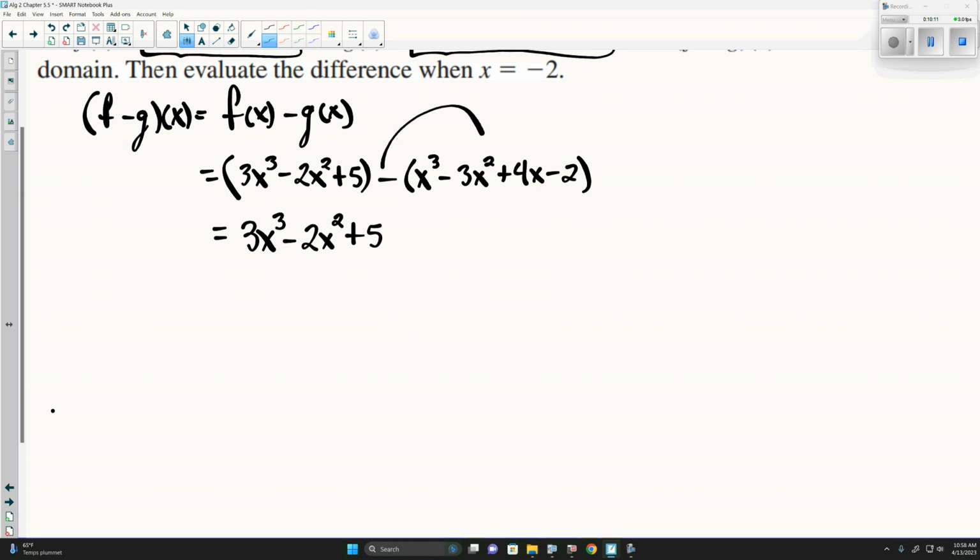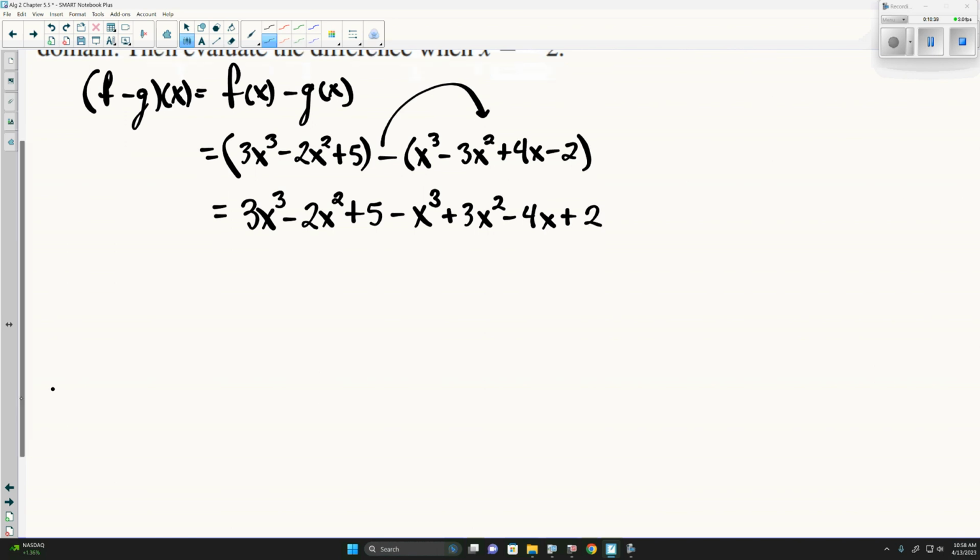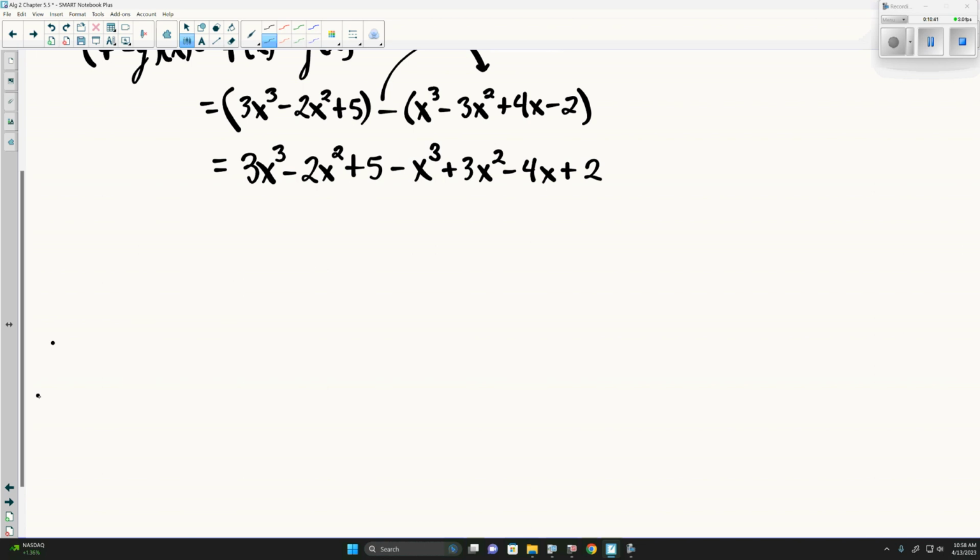However, because of this minus sign, everything in the second set of parentheses has to change signs. So our positive x cubed is now negative x cubed. Our negative 3x squared is now plus 3x squared. Our positive 4x is now negative 4x. And our negative 2 is now plus 2. We have to distribute that negative, apply it to each and every single term.